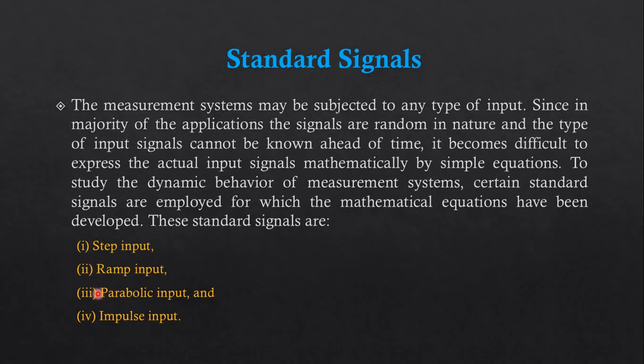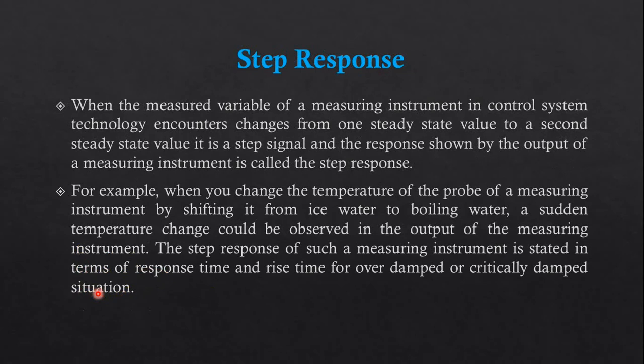Now let's study this all in detail. First, that is step response. When the measured variable of a measuring instrument in control system technology encounters a change from one steady state value to the second steady state value, it is a step signal, and the response shown by the output of the measuring instrument is called a step response.